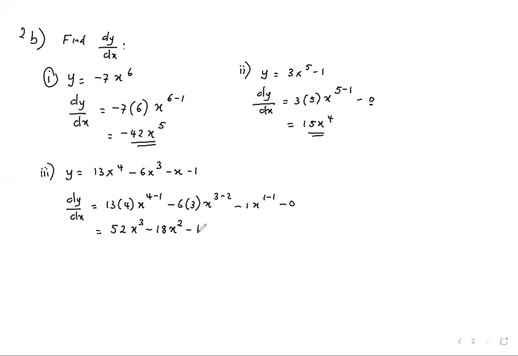Sir, there, when you multiply the 6 times 3, the power when you subtract 3 minus 1, is it going to be just x squared? And where did the 2 come from? It's supposed to be 1. Oh. Yes.